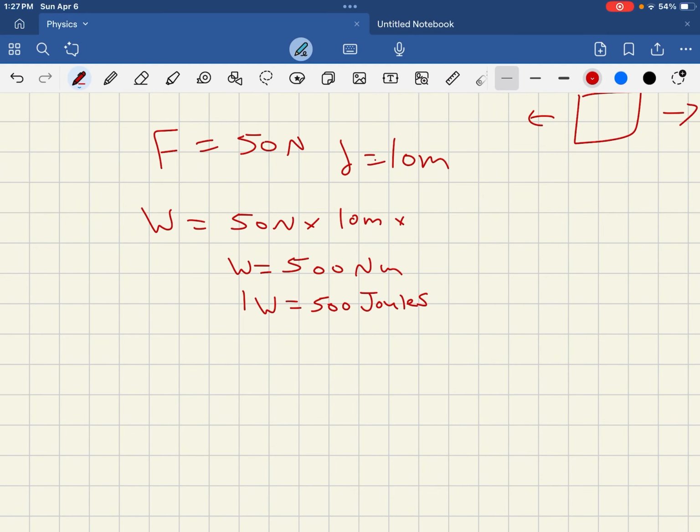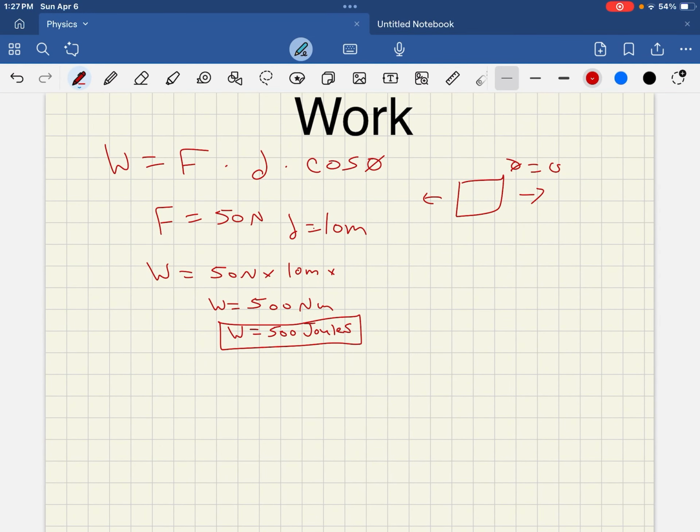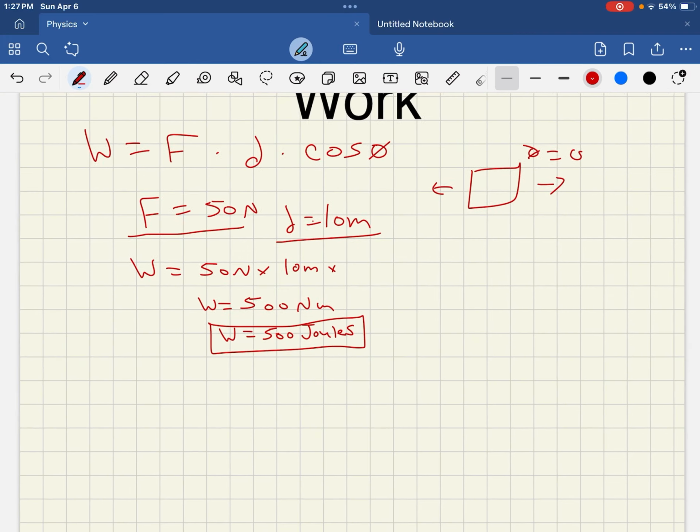So what this is saying is that this box that we applied a force of 50 newtons on for 10 meters, there's an energy transference or work on it of 500 joules.